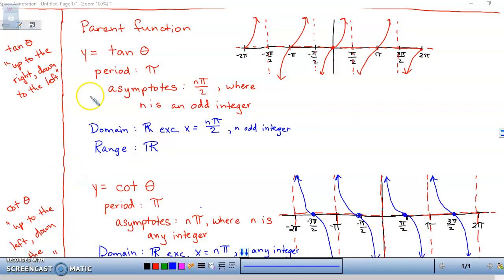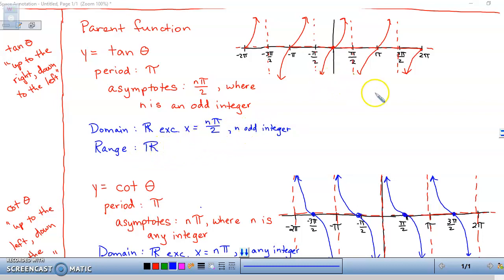Our parent function is y equals tangent of theta. The period of tangent of theta is pi. The asymptotes are located at n times pi over 2, where n is any odd integer. Our domain is all real numbers except x is equal to n times pi over 2, so where our asymptotes are located, where n is odd. And our range is all real numbers.